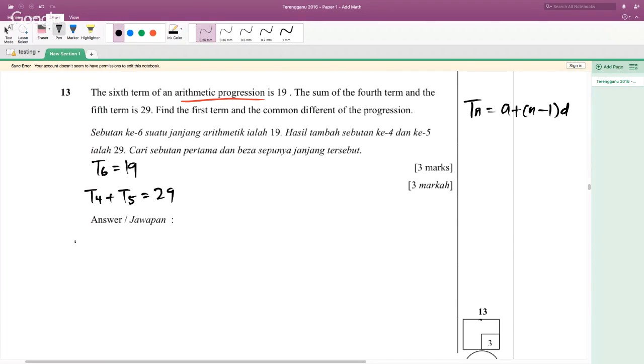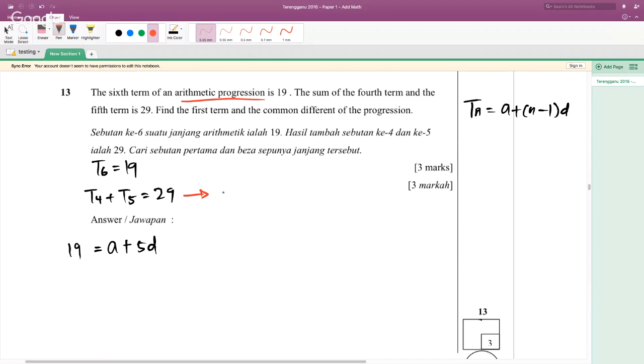So T6 equals 19: A is unknown, and 6 minus 1 is 5, so 5d. So basically T6 is 19. I will form my first equation like this. Then I will do the same thing for my second equation. I just do it real quick.